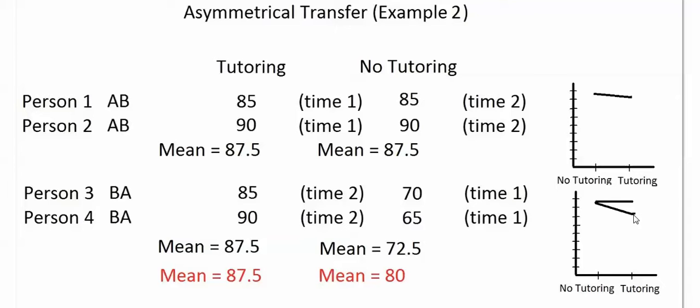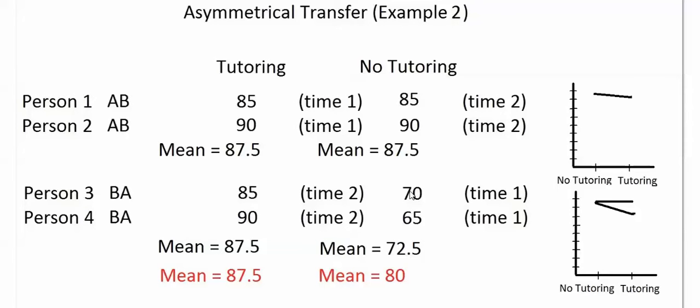This is a problem again because if we want to look at the effect of tutoring to see how effective tutoring is, these two scores up here that are no tutoring at time 2 are pretty high because these two people had already been tutored at time 1. So when you calculate the mean of all 4 untutored scores, these two scores bring up the average. That's why the average is 80. It's pretty high.